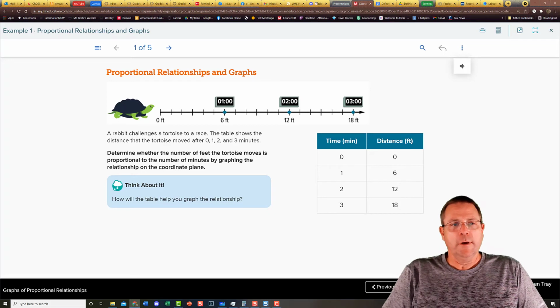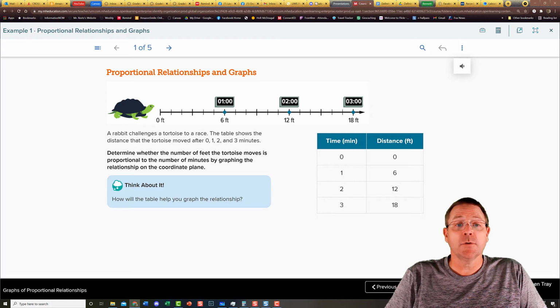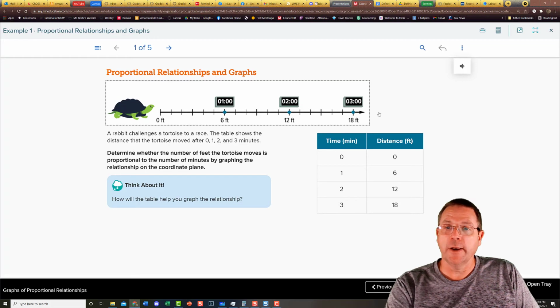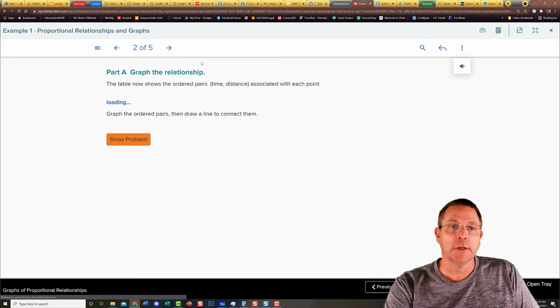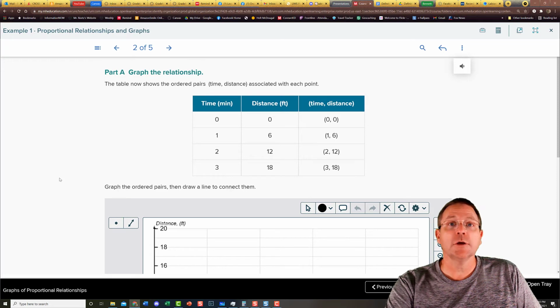Now it looks like we have a race between the rabbit and the tortoise. The table shows the distance that the tortoise moves after 0, 1, 2, and 3 minutes. Determine whether the number of feet the tortoise moves is proportional to the number of minutes by graphing the relationship on a coordinate plane. How will the table help you to graph the relationship? Well, you have an x column and a y column. That should help you to get this done. So you take a minute, pause the recording, graph the relationship, and check your answers.